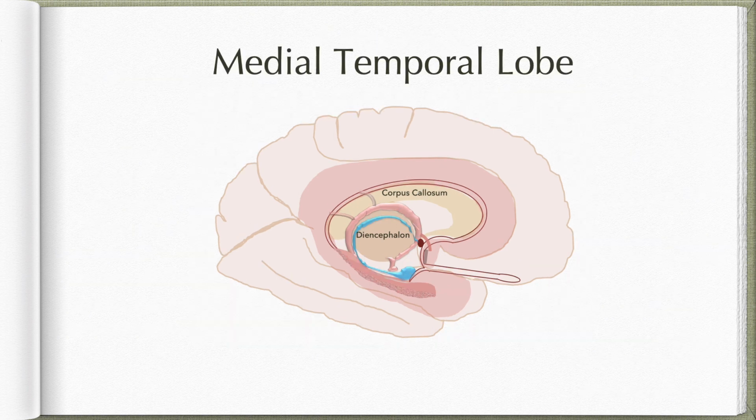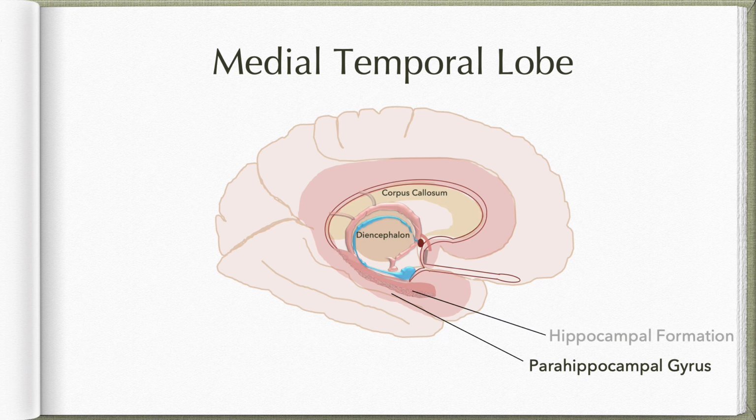Now, on the clinical side, they use a term known as medial temporal lobe: lesion to the medial temporal lobe, seizure arising from the medial temporal lobe. So what do they mean by medial temporal lobe? Three structures together form the medial temporal lobe: parahippocampal gyrus, hippocampal formation, and amygdala. So together they form what is known as the medial temporal lobe.